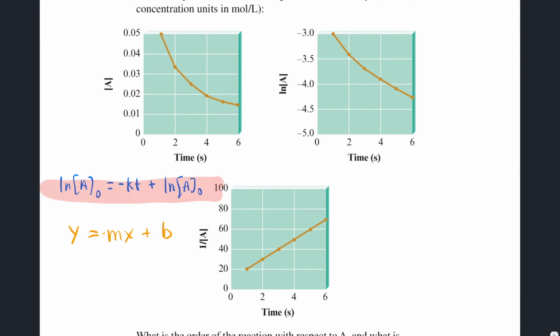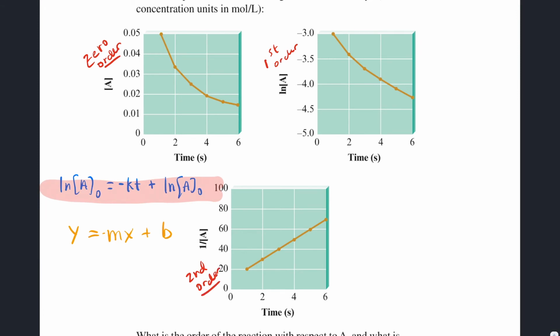If the graph on the y-axis has just A that has not been tampered with, and the x-axis is time, that's your independent variable, then that's going to be a zero order reaction. If your y-axis is the natural log of A with respect to time, and the x-axis is the time, then that's going to be a first order reaction. And then finally, if your y-axis is 1 over A with respect to time, that's going to be a second order reaction.